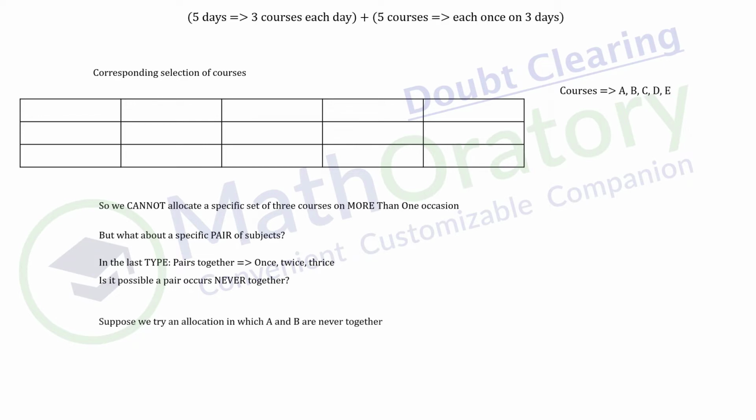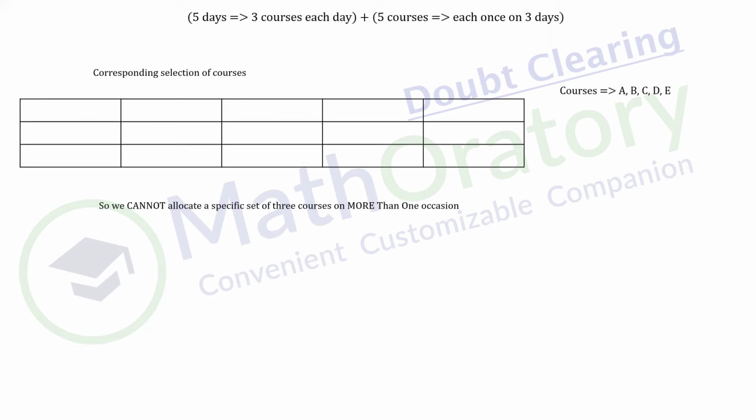So let's pick A and B for this experiment. If we allocate A on 3 days, it should be pretty obvious that the three allocations of B will coincide with A at least once, because we have a total of 5 days. So whichever 3 days we place B, it has to coincide with the allocation of A on at least one day. So we can safely ignore the case where a particular pair of courses never occurs together. It can occur once, twice, or thrice. We have already encountered it in the previous type itself.